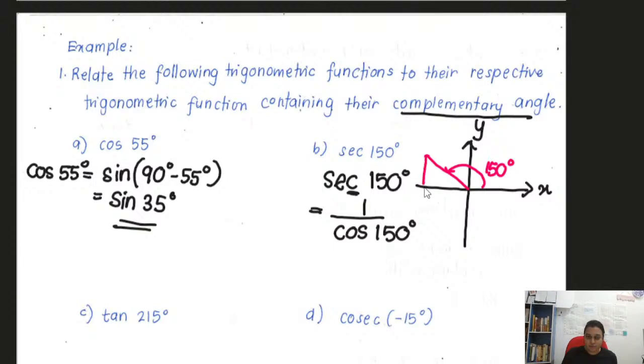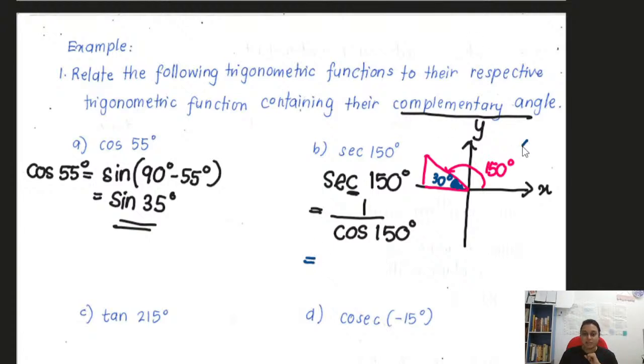Okay, lukis dulu segitiga. Draw the triangle. Okay, then kat sini berapa balance? How much will be the balance there? The whole thing satu line ialah 180. Kan? Tapi kita nak that small part. So 180 tolak 150, you get 30. Okay, kita dapat 30. So we going to use 30. Okay, kita nak guna cos 30.